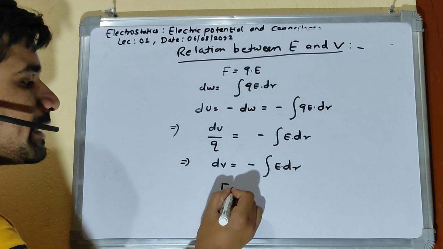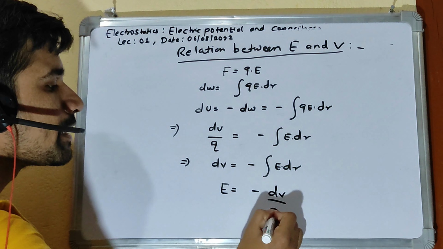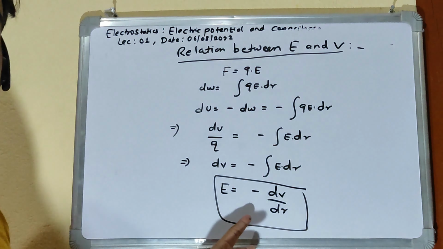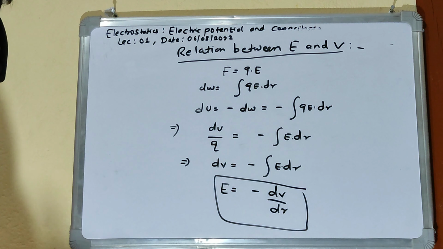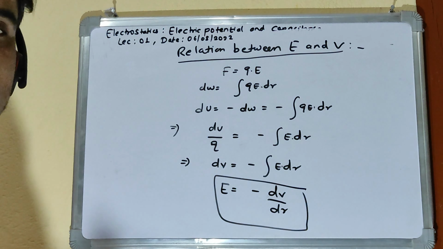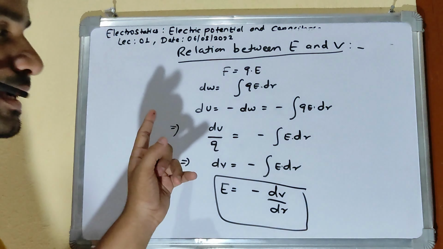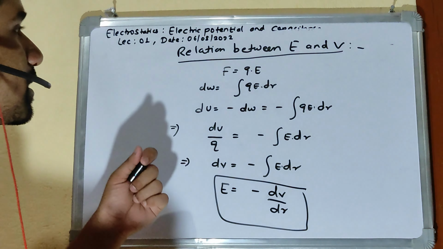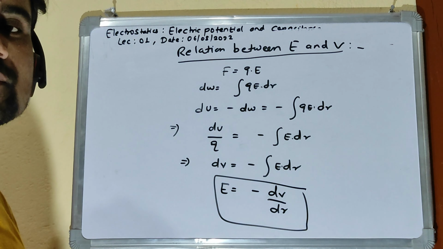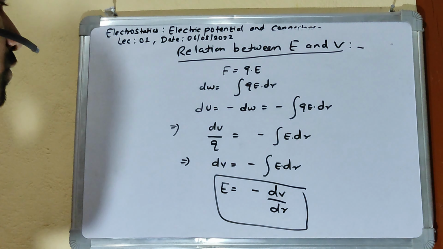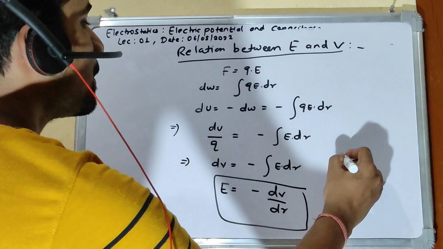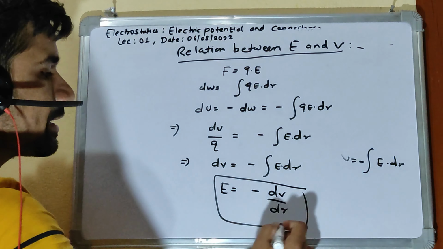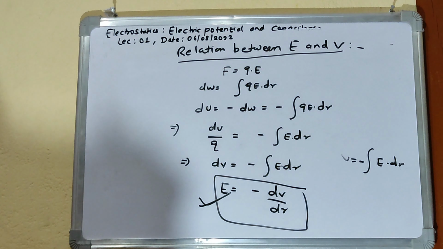And if I need to find E, this is nothing but minus of dV by dr. So electric field intensity is the differential of potential with respect to position, right? And potential is nothing but the integral of electric field intensity over position, right? Okay, so this is the relation between electric field intensity and potential. So we just discussed V is the negative of integration of E dr, and electric field is the differential of V with respect to r with a negative sign.